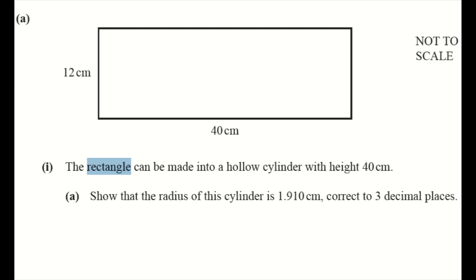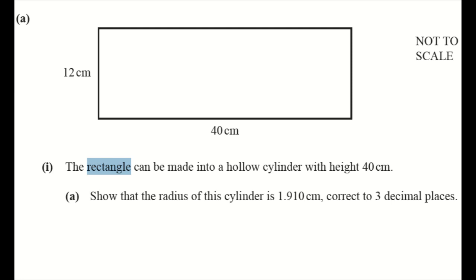So today I'm going to discuss the topic of compound solids in international mathematics. As you can see here, you will see a question about compound solids. The question says that the rectangle can be made into a hollow cylinder with a height of 40 centimeter. Show that the radius of the cylinder is 1.910 centimeter, correct to 3 decimal places.